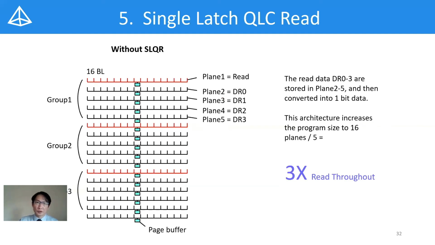So by using this conventional read scheme, the 16 planes will be divided into 3 groups. Each group contains 5 planes. The data read by the forward voltages will be stored in 4 planes and then converted into 1-bit data in another plane. This architecture increases the read throughput by 3 times.